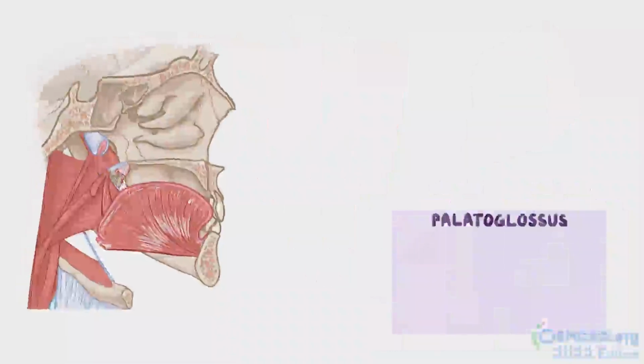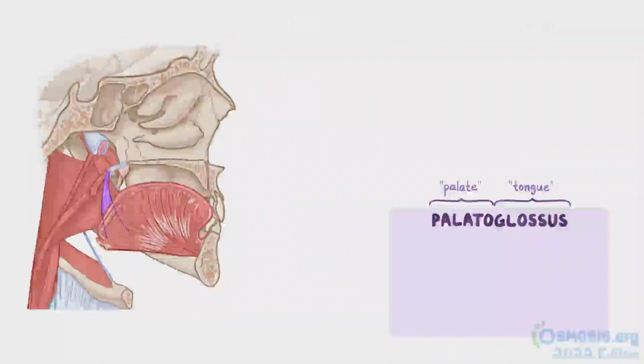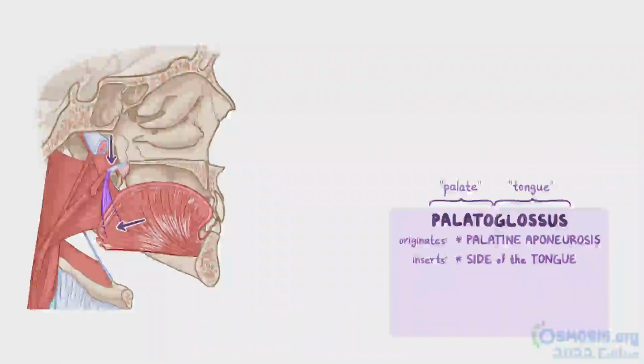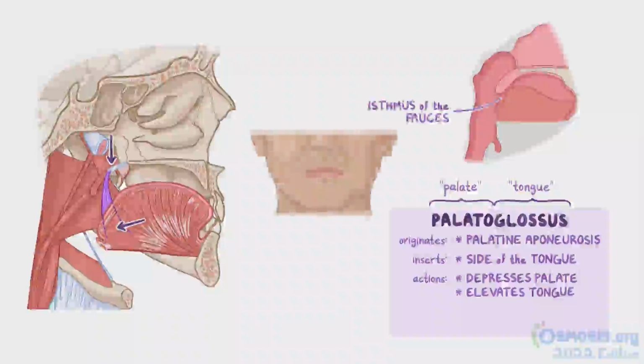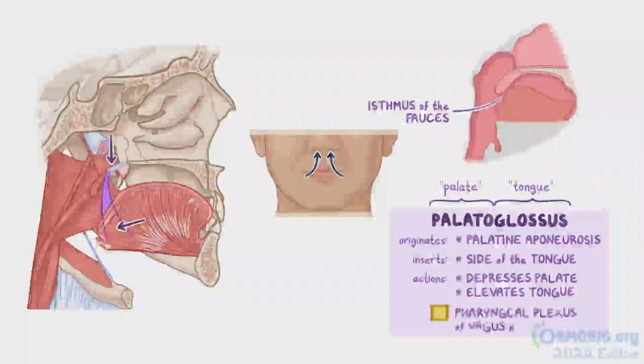Now, with the palatoglossus muscle, palato refers to the palate, and glossus to the tongue. So this muscle originates on the palatine aponeurosis superiorly and inserts on the side of the tongue inferiorly. Since both attachments are made of soft tissue, when it contracts, the palatoglossus brings these structures together, depressing the palate and elevating the tongue. This closes the isthmus of the fauces, which aids in the initiation of swallowing, and also allows us to breathe through the nose even when our mouths are closed. Innervation of this muscle is also by the pharyngeal plexus of the vagus nerve.